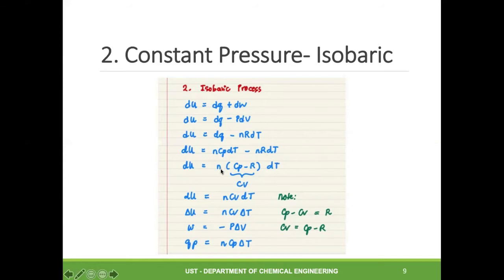So common factor n and then dT, Cp minus R. So take note that Cp minus Cv is equal to R. Therefore, Cp minus R is equal to Cv. So that's why the equation for delta U is nCv delta T. And then you will use negative P delta V for work since pressure is constant, and Q at constant pressure is equal to nCp delta T.